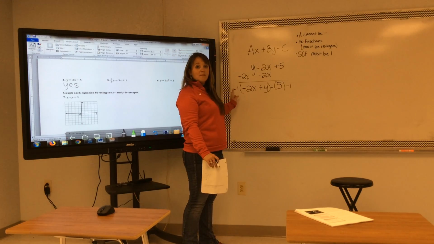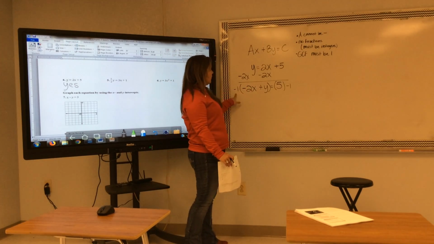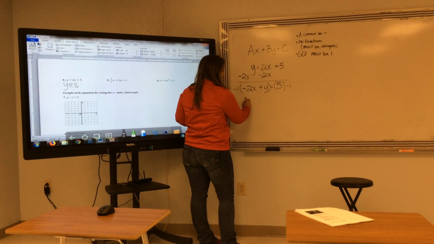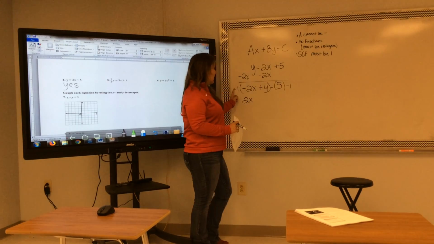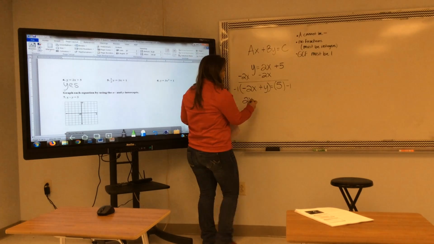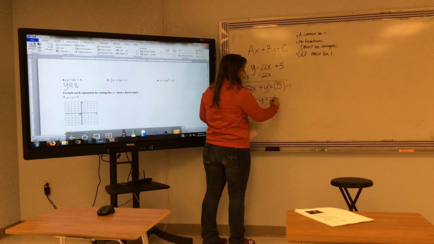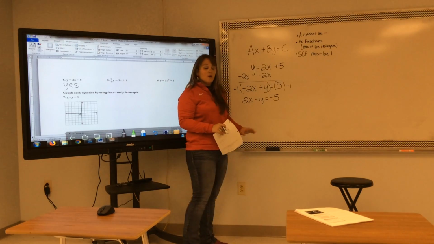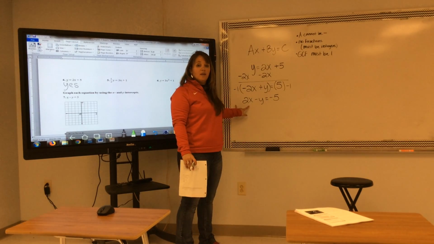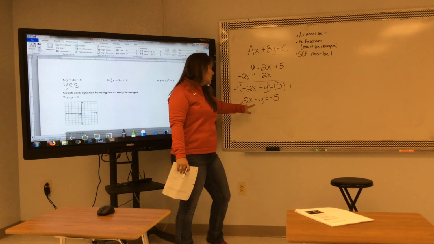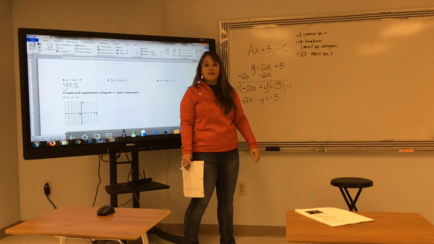Because that happens by distributing my negative 1. So negative 1 times negative 2 is a positive 2x. But then negative 1 times that positive y is a minus y. Is equal to 5 times negative 1 is negative 5. So I can change the sign of my first number, but I just have to make sure that I go through and change the sign of everything else.